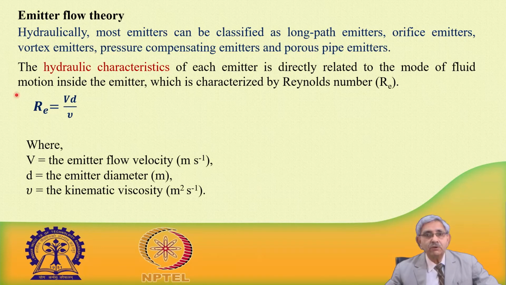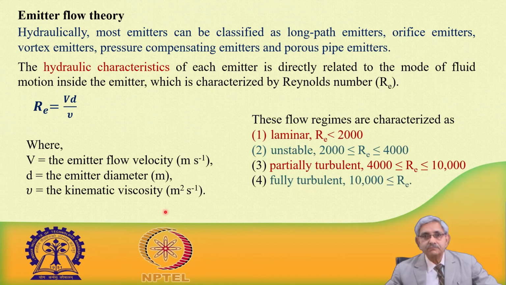So, when we are evaluating, we try to evaluate what flow characteristic is taking place. One of the important hydraulic parameters is the Reynolds number. The Reynolds number is given by the ratio of inertial force to viscous force, which is V d by nu, where V is the velocity of flow, d is the diameter, and nu is the kinematic viscosity.